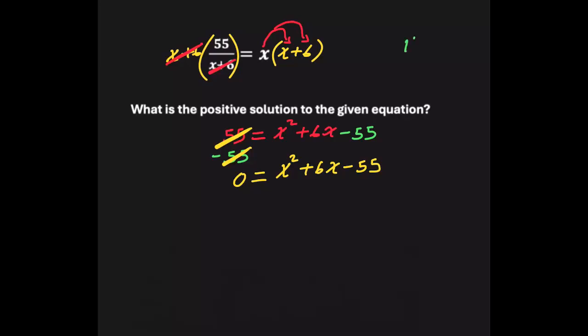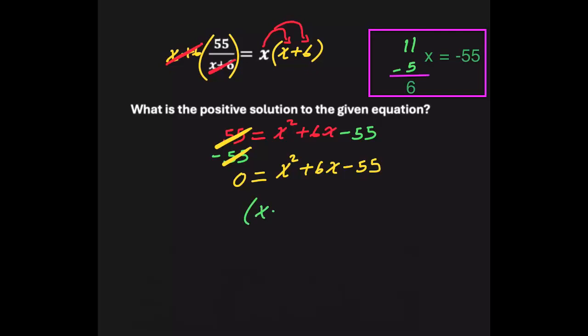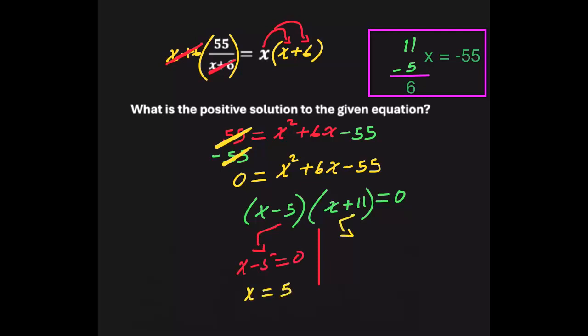So we have 11 and negative 5. If you multiply, it gives you negative 55. If you add, it gives you positive 6. So we have x minus 5 and x plus 11, which is equal to 0. And from here, we have x minus 5 equals 0 and x is equal to 5. We have x is equal to negative 11.